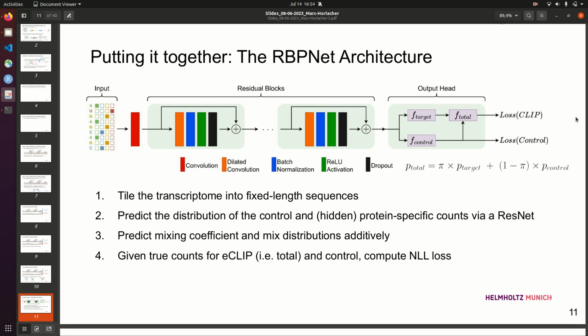Then given the true counts of the eCLIP, so the total, as well as the control experiment, so in the case of eCLIP, the size-matched input, we then compute a negative log likelihood loss, and we proceed to train a model using gradient descent.